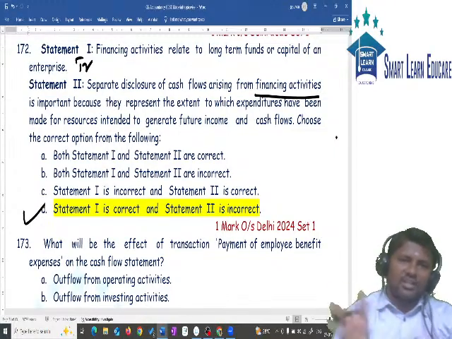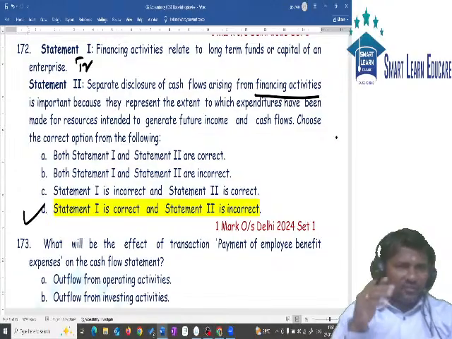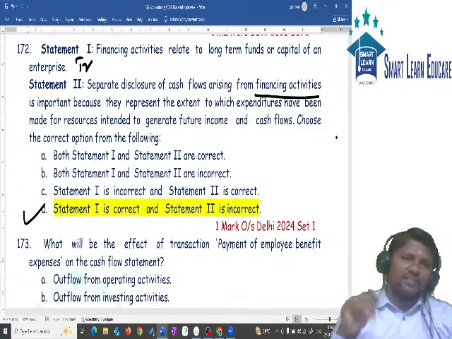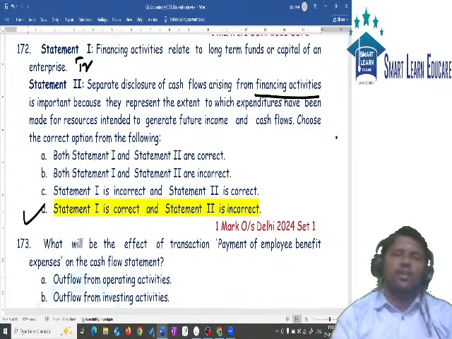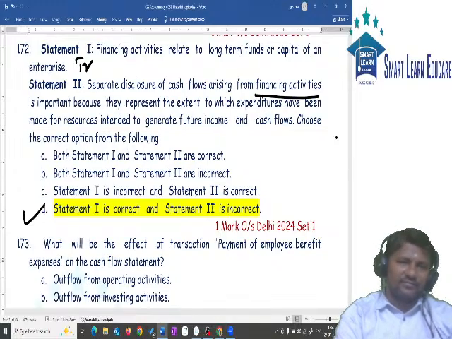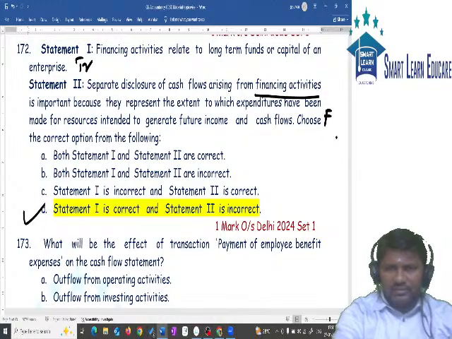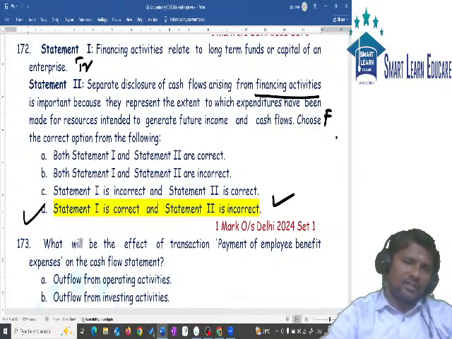Without operation, we will not generate cash flow at all. To operate, investment is required. To invest, financing is required. All the three are important. So that is why I took this statement as false, and I am going with the answer as option D.